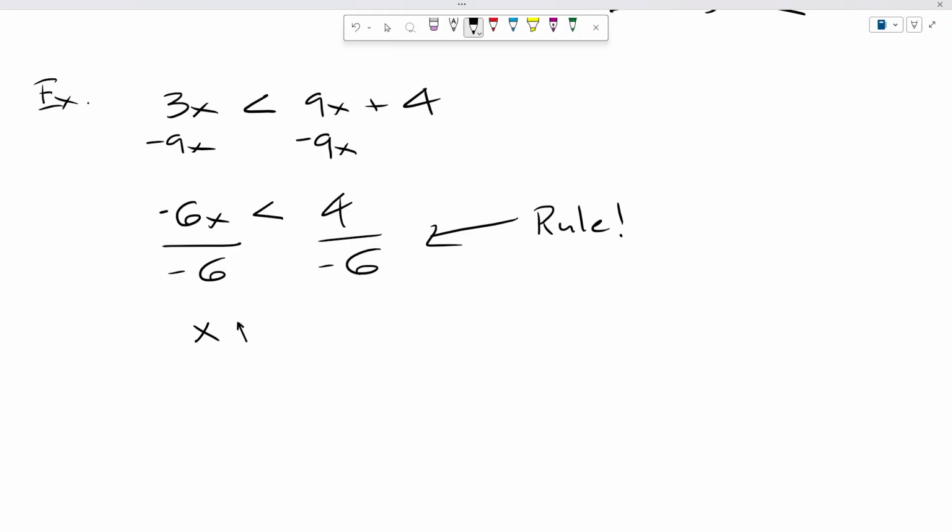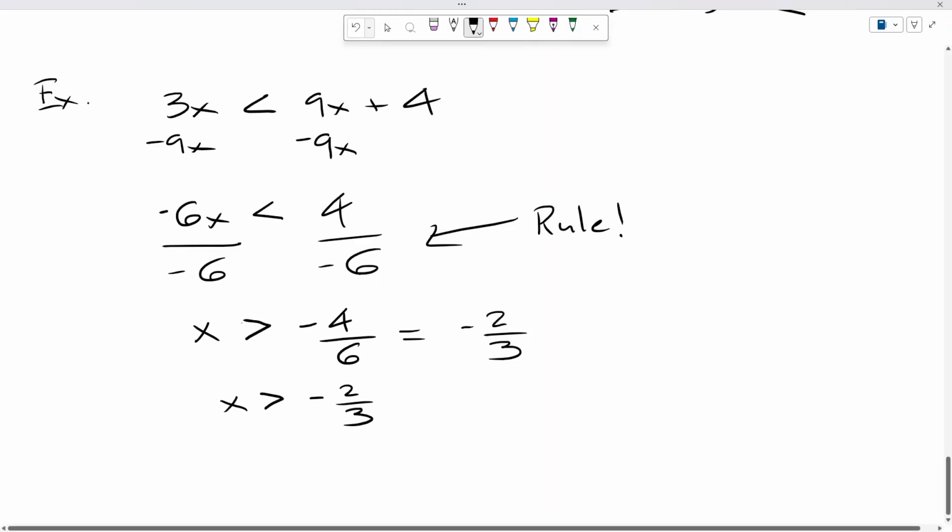So now it becomes, instead of less than, now we have to have greater than. And then we'd still have over here negative 4/6. So we switch the sign because we divided by the negative. So now we have x greater than negative 4/6, which could be simplified to just negative 2/3. So we have x greater than negative 2/3 for our answer.